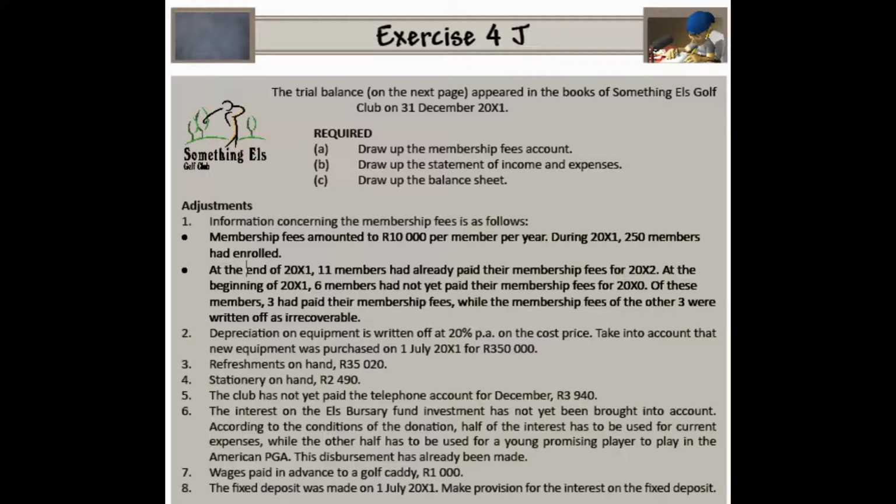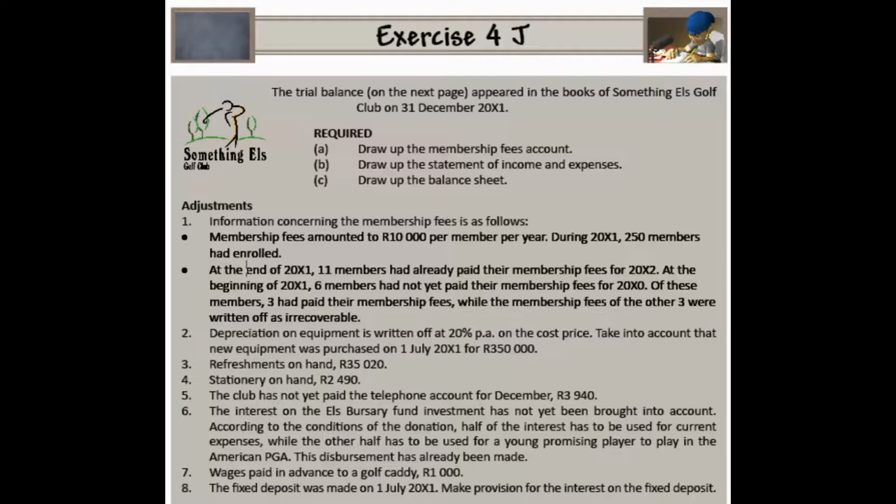Then we get to the last two adjustments. Wages paid in advance to a golf caddy. So that is prepaid expenses, or expenses prepaid. We're going to debit expenses prepaid with 1,000 Rand and we credit salaries and wages with 1,000 Rand.